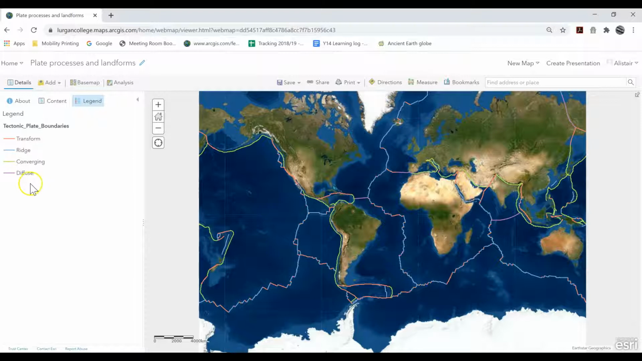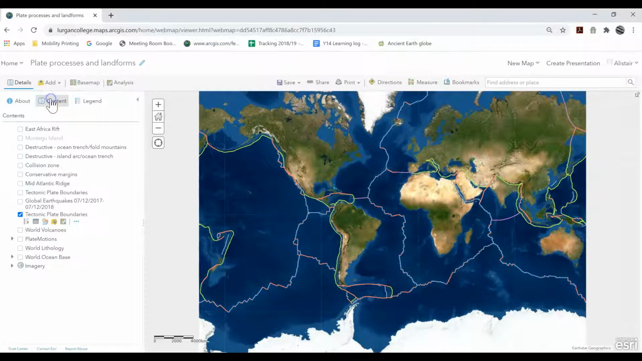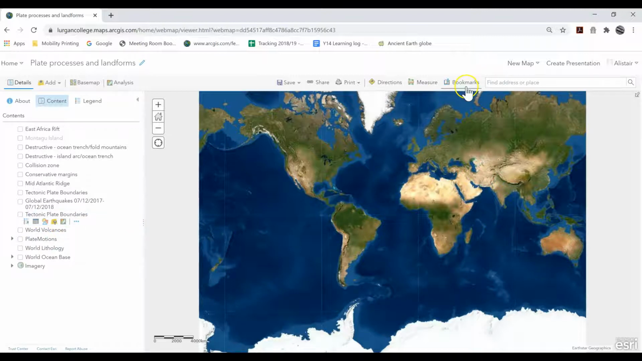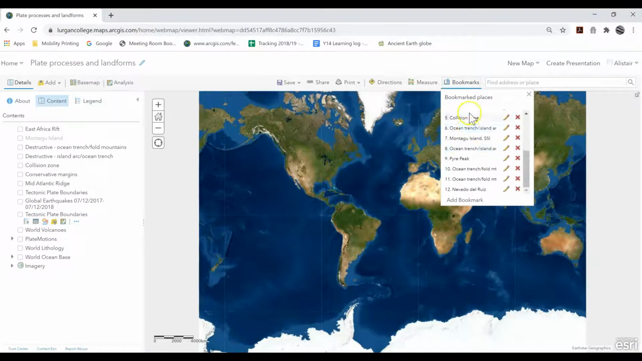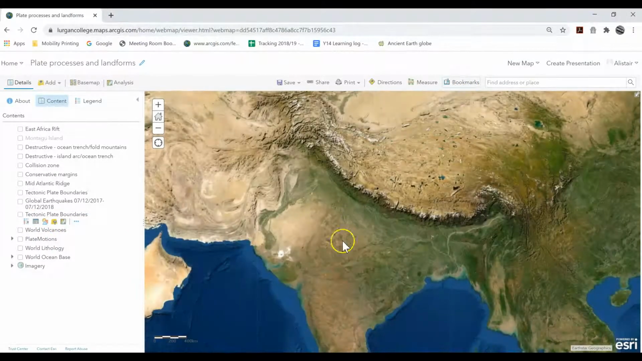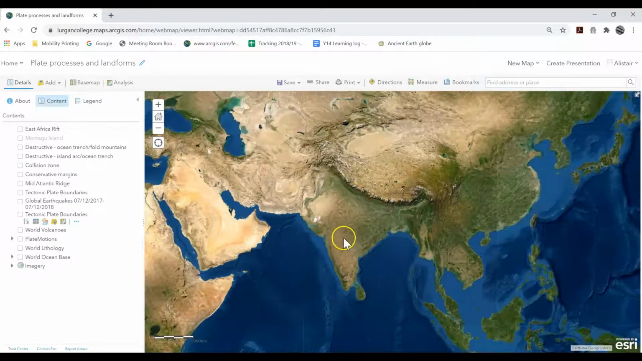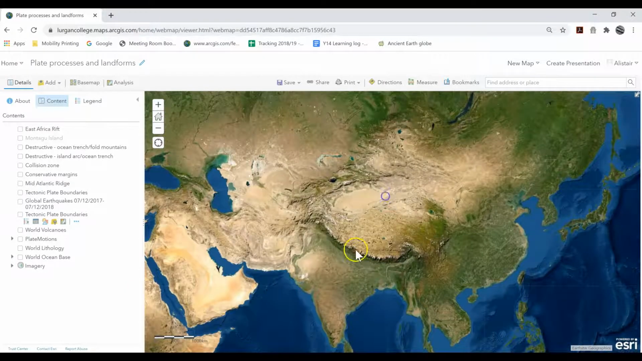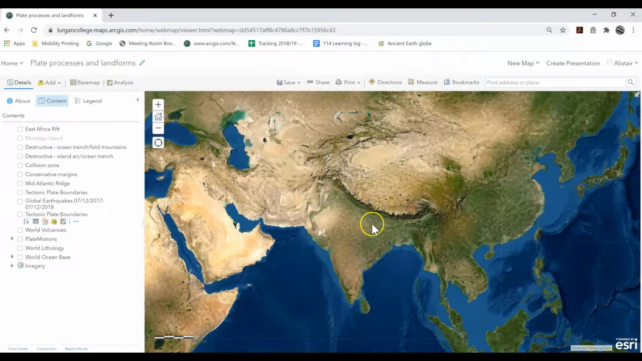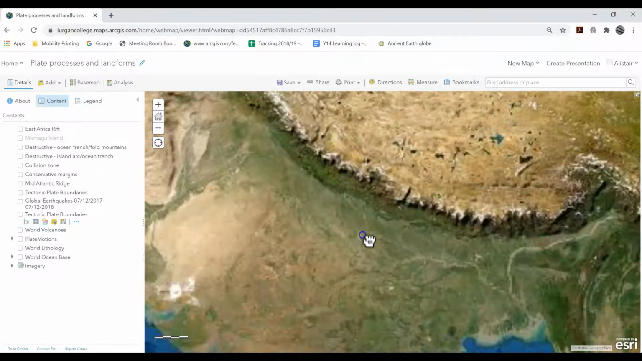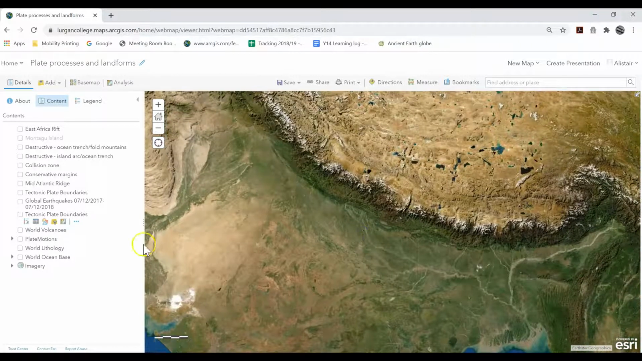The next one that we're going to go to here is the first of the converging margins, which is our collision zone. Right, let me turn this off for a moment, and our collision zone that we're going to go into, bookmark here, is number 5, collision zone, which takes us into, where in the world are we? India crashing into Asia, of course. Right, now let's go and have a look at a little bit of evidence that this is a collision zone.